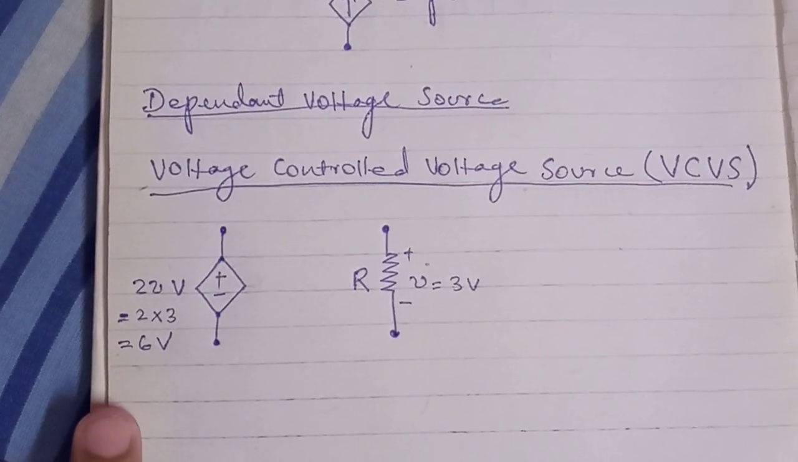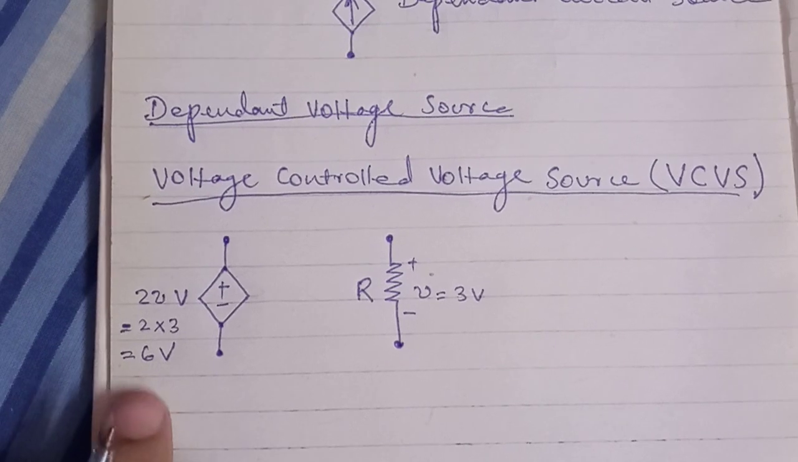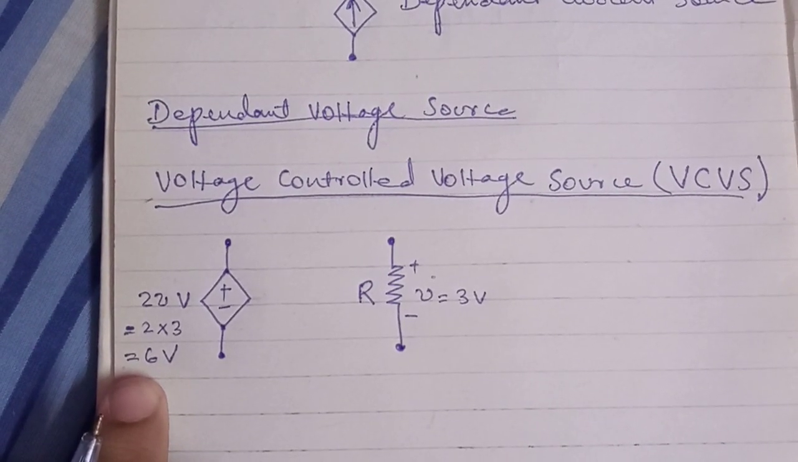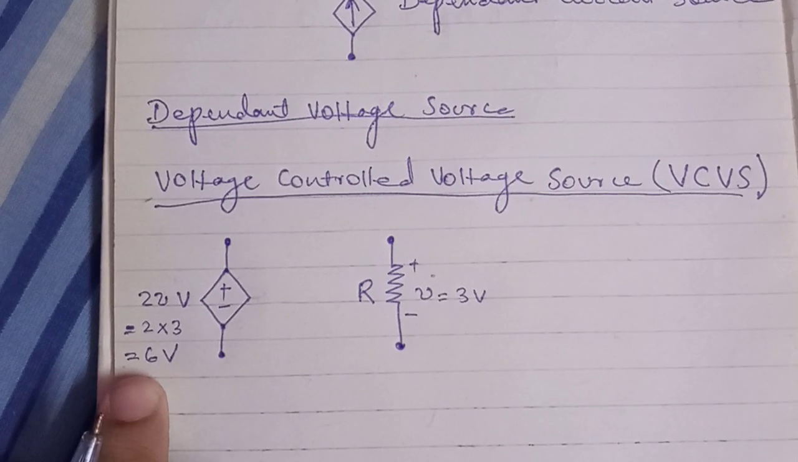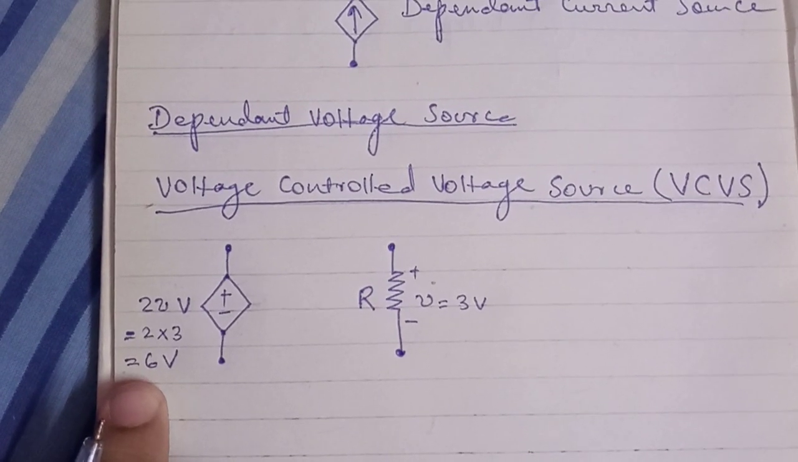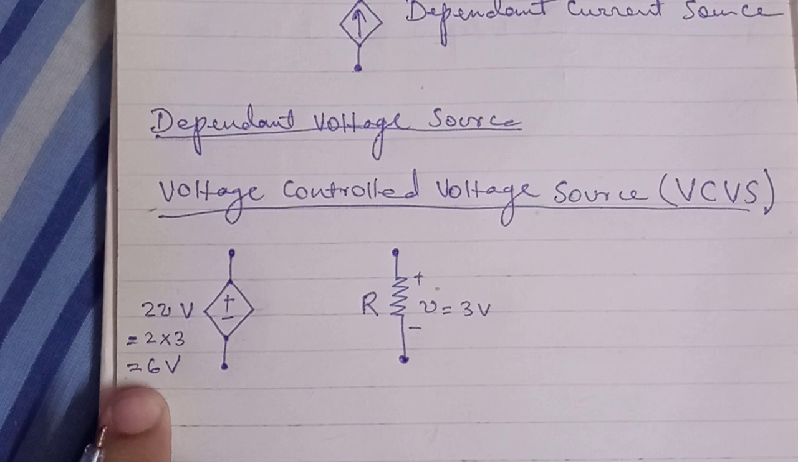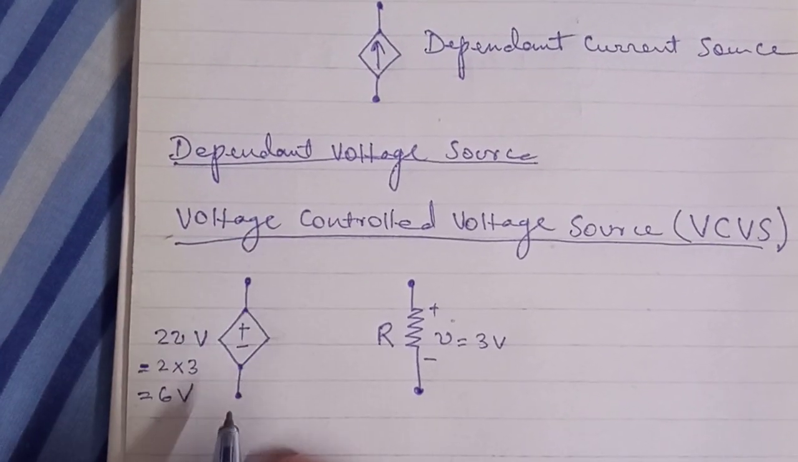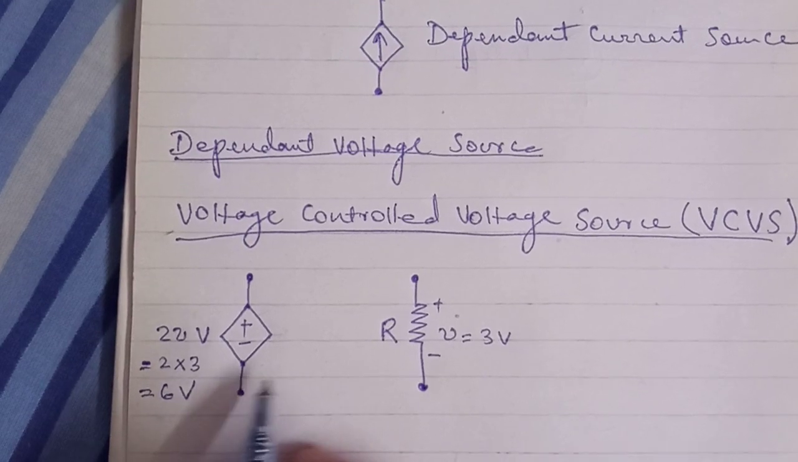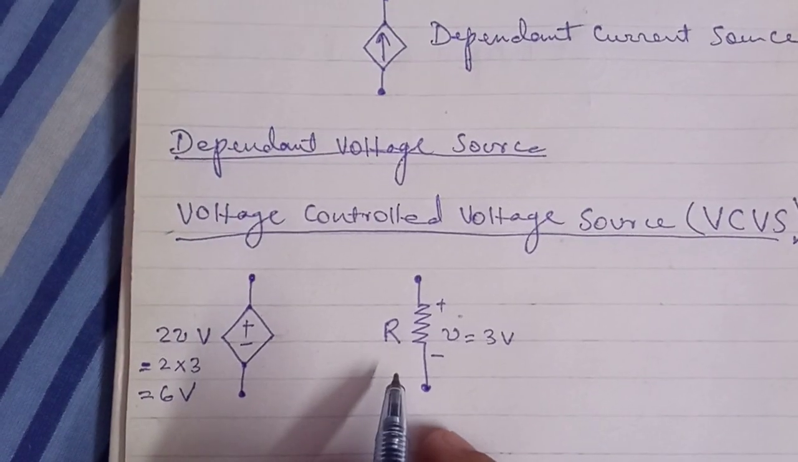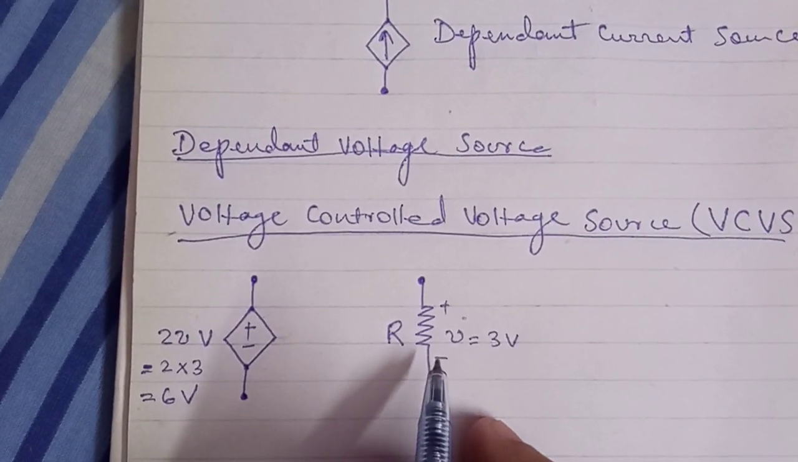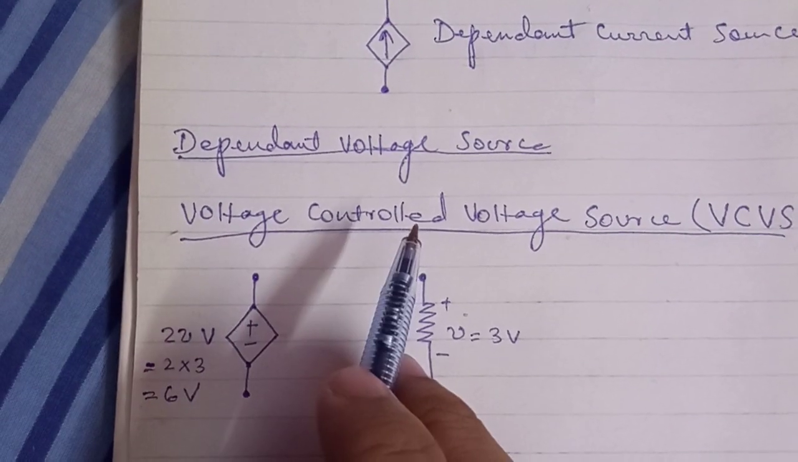So what's the value of this VCVS? The value is 6 volt. It is a dependent voltage source of 6 volt. Do you understand now why it's called voltage control? Because it is controlled by the voltage of this resistor. It depends on the voltage of this resistor. That's why the word is voltage control. Okay.